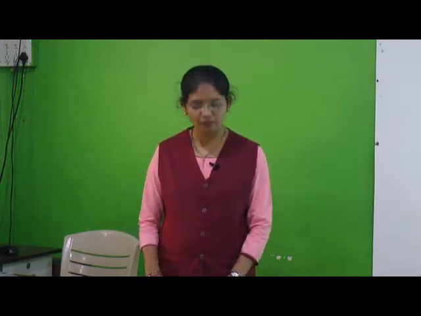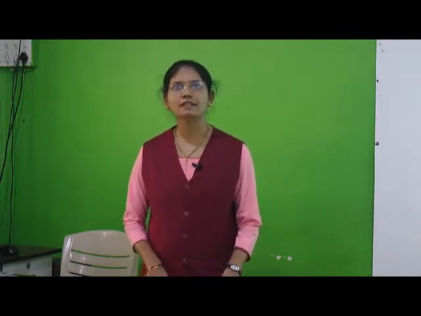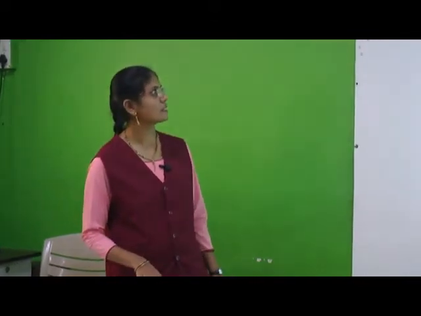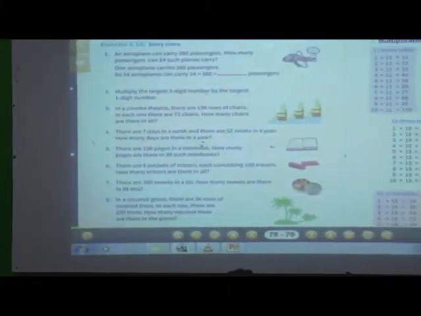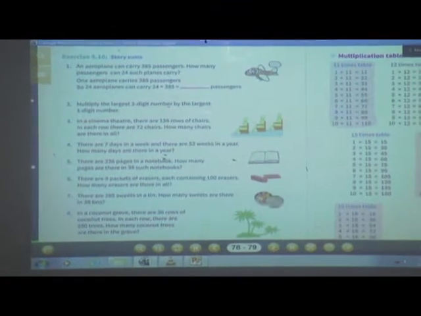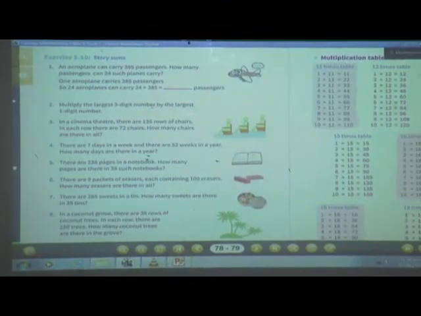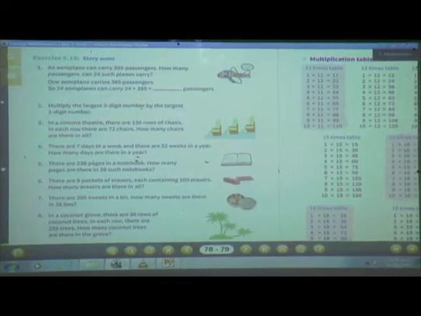Dear students, in our last session we have completed exercise 5.9. Now today we are going to see the next exercise, that is exercise 5.10. So dear students, open your textbook page number 78 and keep in front of you. One by one today we will solve all the story sums. Look at the board here.